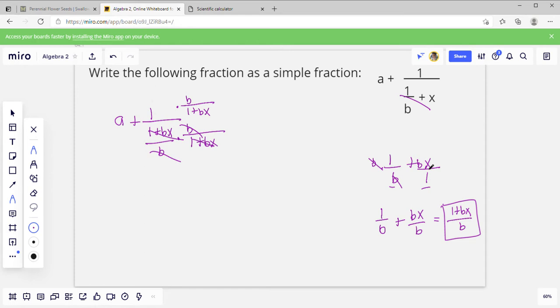On the top, I'm going to have 1 times that, so I'm going to have a plus b over 1 plus bx. Okay, now I need them to have a common denominator, which will be 1 plus bx, and this one will be 1 plus bx. Now I'm going to multiply this times 1 plus bx. And the same thing on that one. We've already got it, so we won't worry about that because that's over 1.